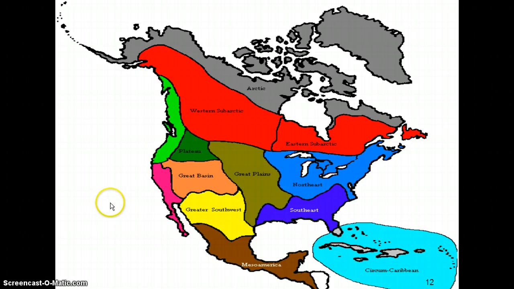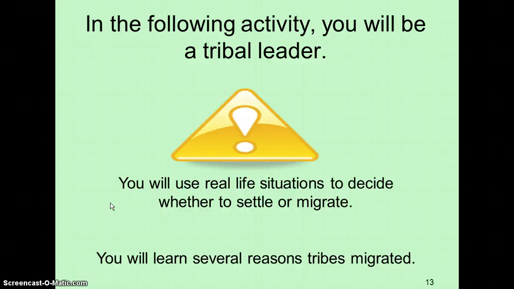This is what we're going to do with an activity right now. You are going to learn why those tribes migrated. In the following activity, you will be a tribal leader along with a couple other people. You're going to use some real-life situations to decide whether you want to settle where you are or to migrate to somewhere else. And the whole idea here is that you will be learning reasons why the tribes migrated.